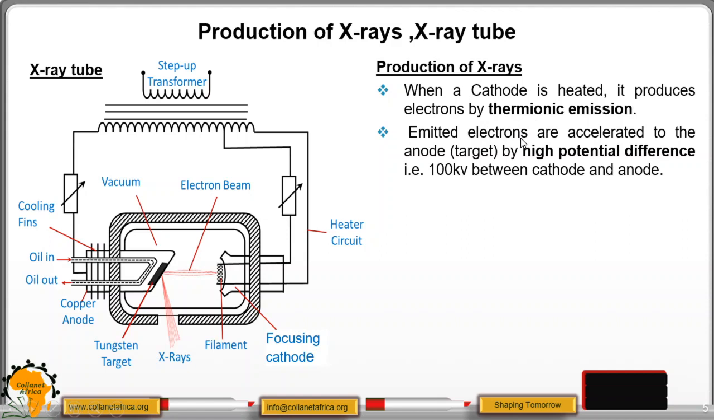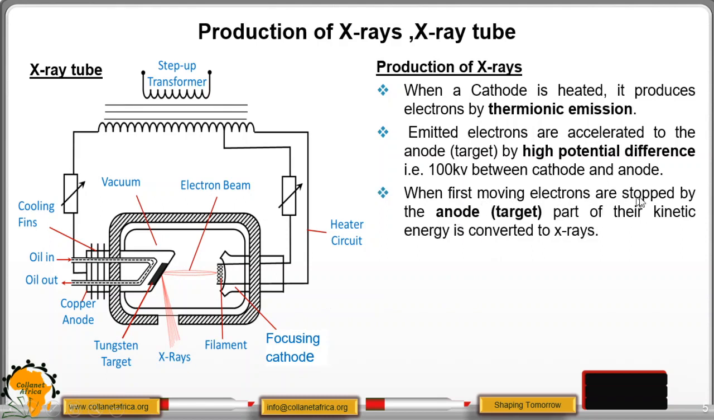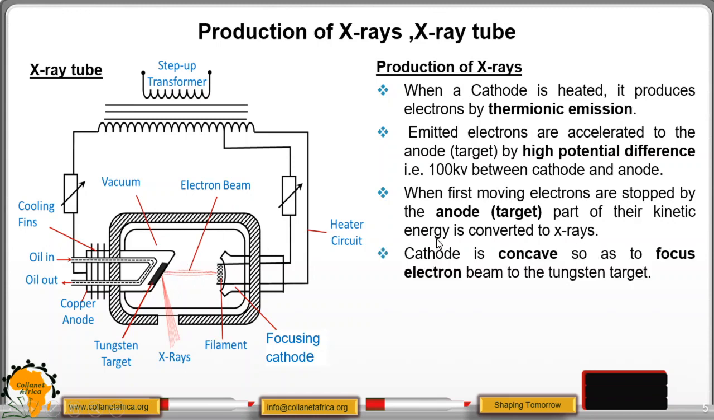So when they are emitted, they are accelerated towards the anode by the high potential difference between the cathode and the anode, and that is approximately 100 kilovolts. So that way they are able to go to the anode, and where we have the anode is where we have the target. Now when the fast moving electrons are stopped by the anode, that is our target, part of the kinetic energy is converted to X-rays, and the other part is converted to heat energy. That is why our target becomes heated when this one is in use.